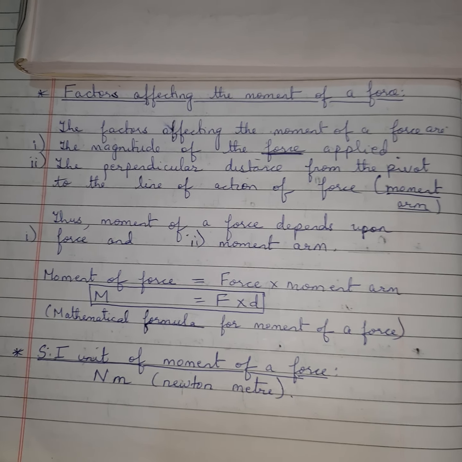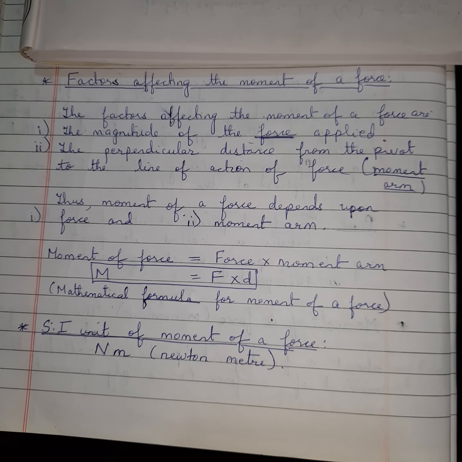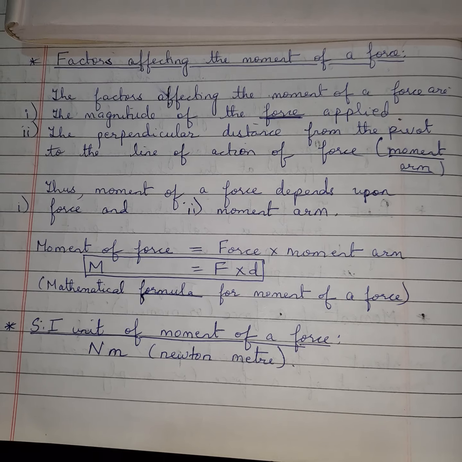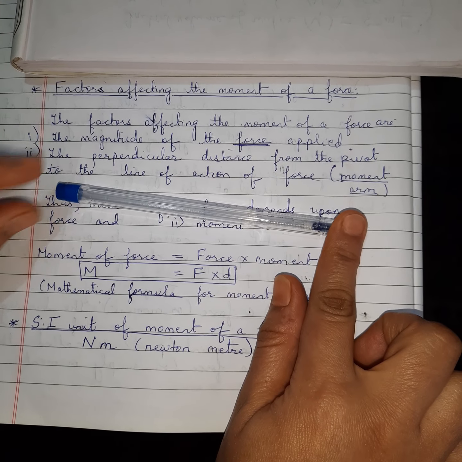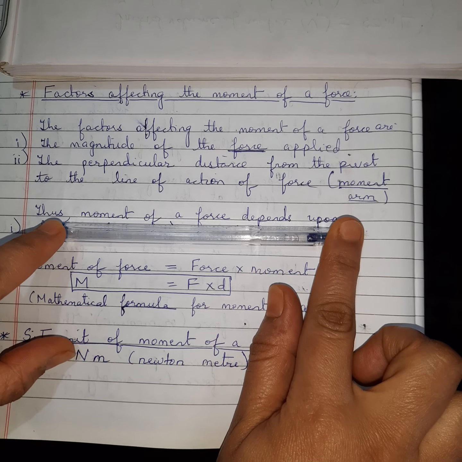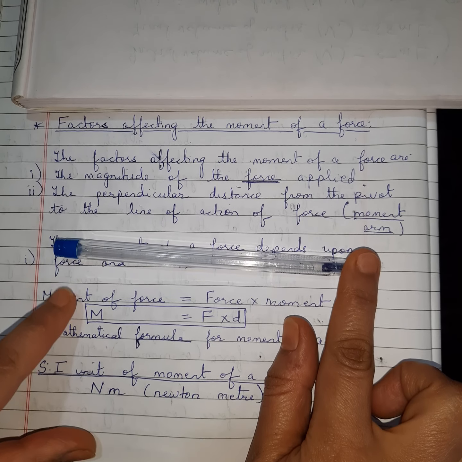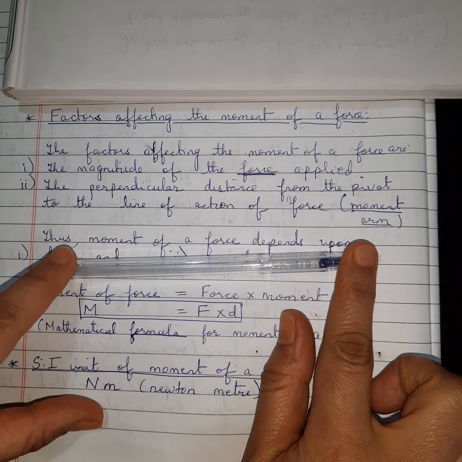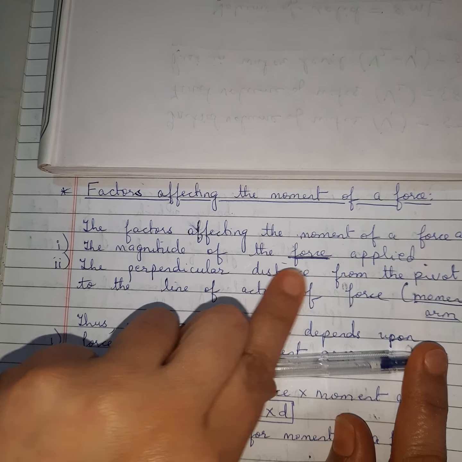Now, let's move on to find out the factors affecting the moment of force. You know, to turn a body, you need to apply a force. Say, this point is pivoted here. You're applying a force. Unless you apply a force, the body will not rotate. So, one of the factors which affects the moment of force is the amount of force you're applying. That is called the magnitude of the force applied. So, one factor is the force applied.